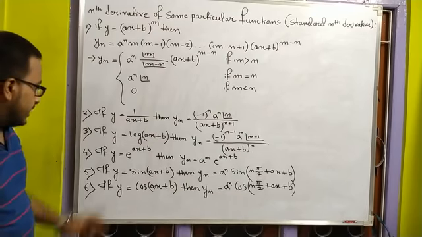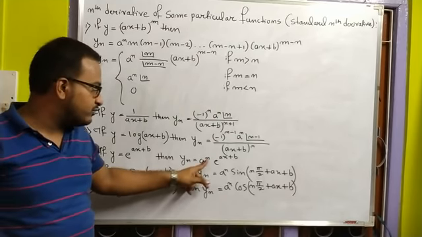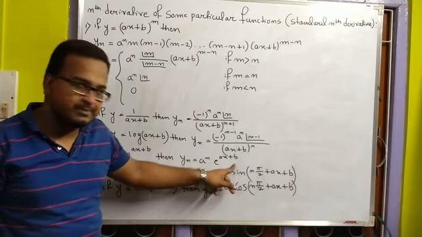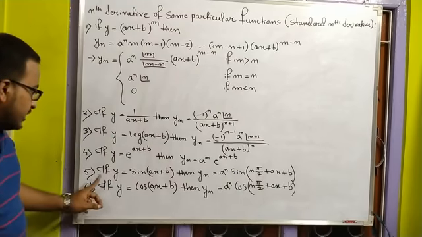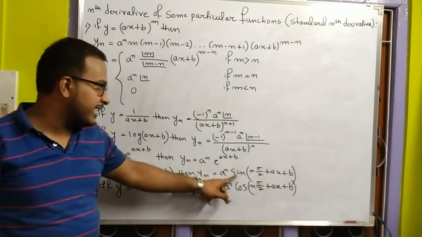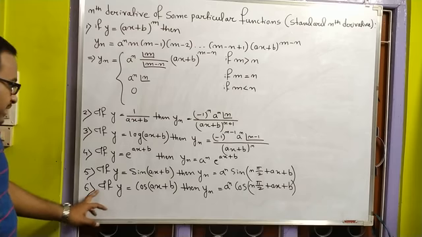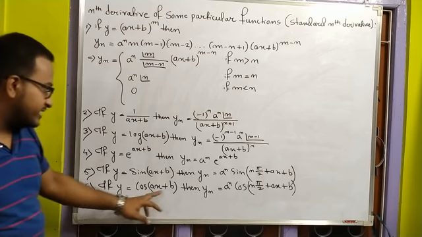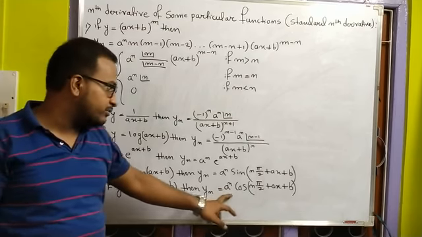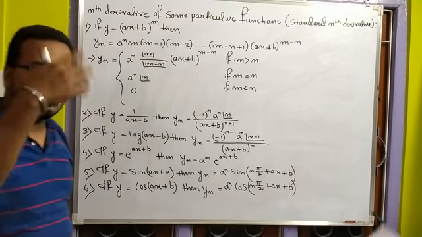Next number 4, if y equals to e to the power (ax plus b), then yn equals to a to the power n into e to the power (ax plus b). Next number 5, if y equals to sin(ax plus b), then yn equals to a to the power n sin(n pi by 2 plus ax plus b). And then next, number 6, if y equals to cos(ax plus b), then yn equals to a to the power n cos(n pi by 2 plus ax plus b). Okay? So remaining two results are there.